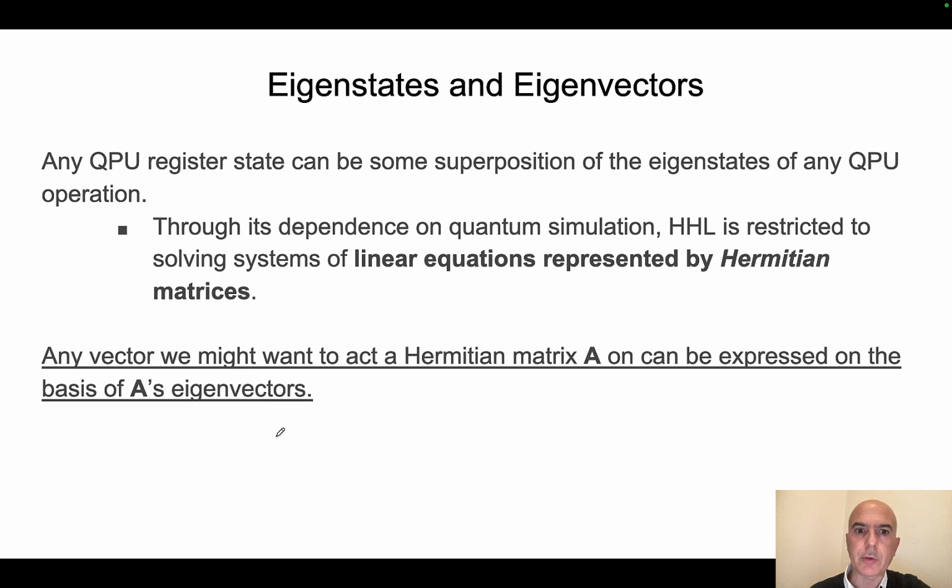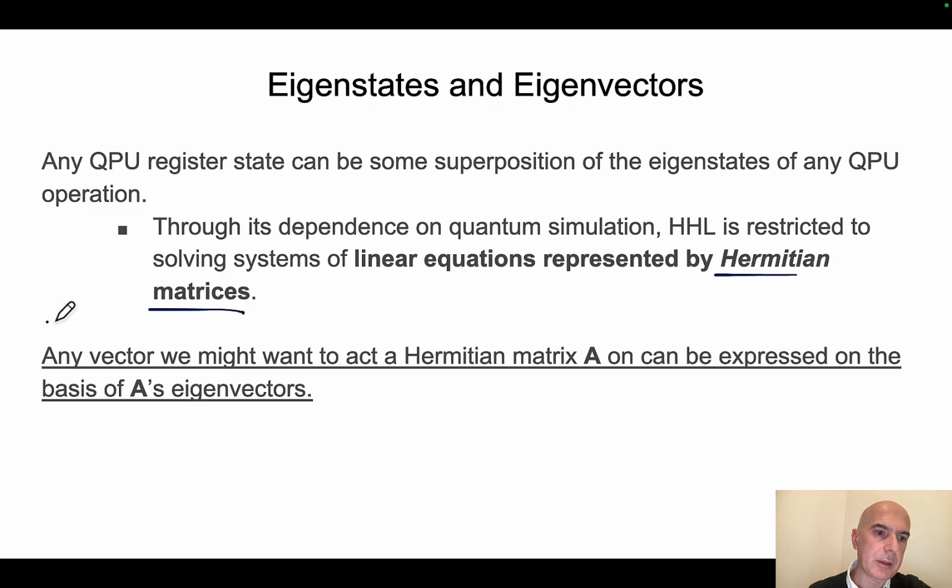And we saw that, through its dependence on quantum simulation, that is an encoding technique for a matrix using the quantum state, HHL is restricted to solving systems of linear equations represented by a matrix A which is Hermitian. Well, we also saw that we can go from any generic matrix, which is not Hermitian, to a Hermitian matrix by using a certain machinery described in the quantum simulation approach.